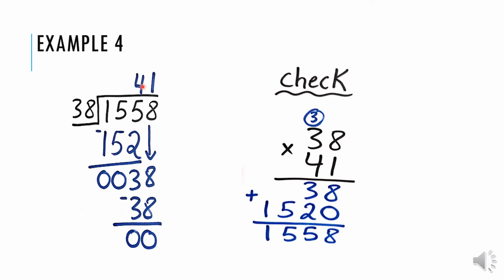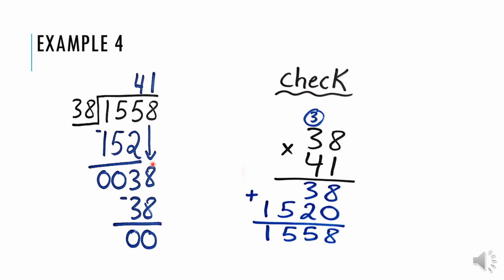38 times 4. I write the 4 over this 5. Since I took 3 digits from the dividend, I should start writing my answer over the third digit. What's 38 times 4? It's 152. 155 minus 152, it's 3. Now we bring down the 8.